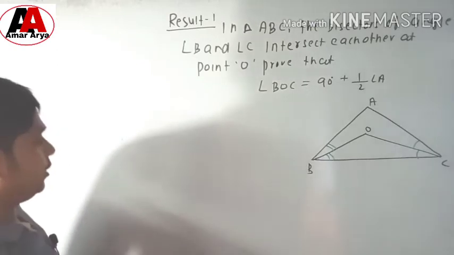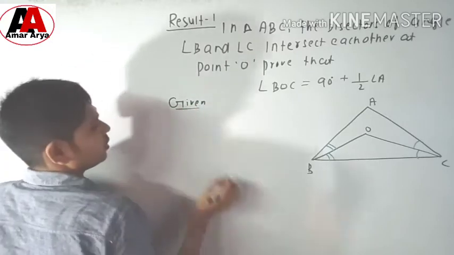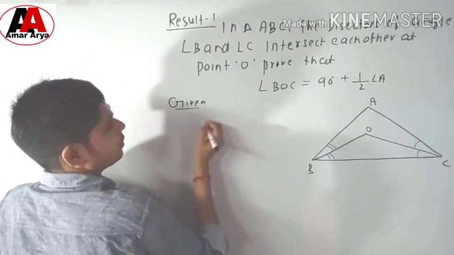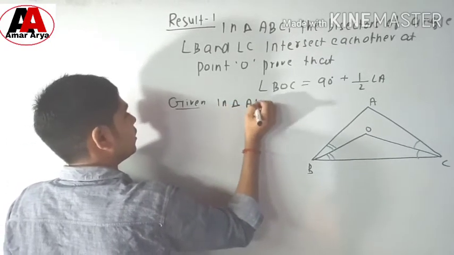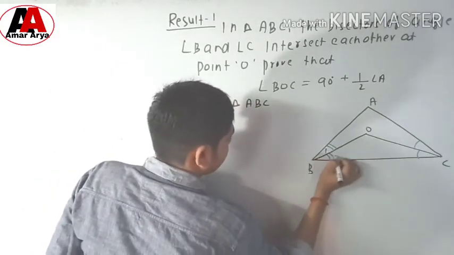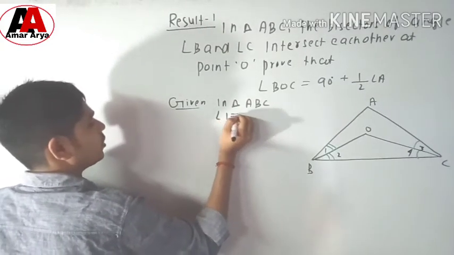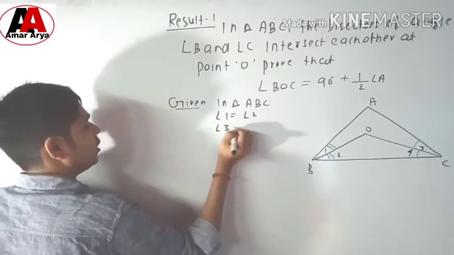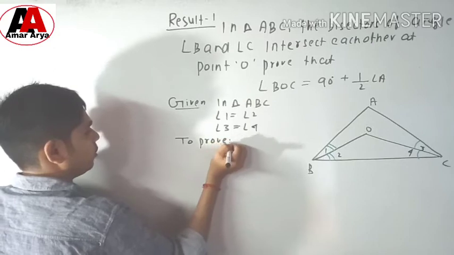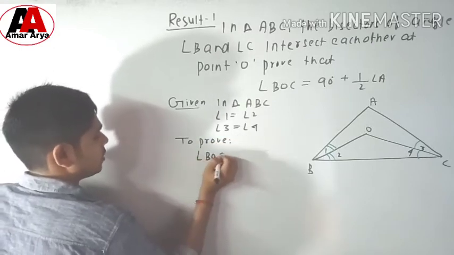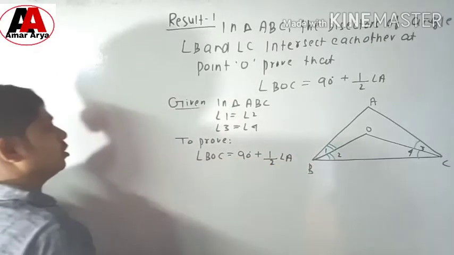So we can write here, in triangle ABC, angle 1, angle 2, angle 3, angle 4. Given that angle 1 equals angle 2 and angle 3 equals angle 4. We need to prove that angle BOC equals 90 degrees plus 1 by 2 angle A.